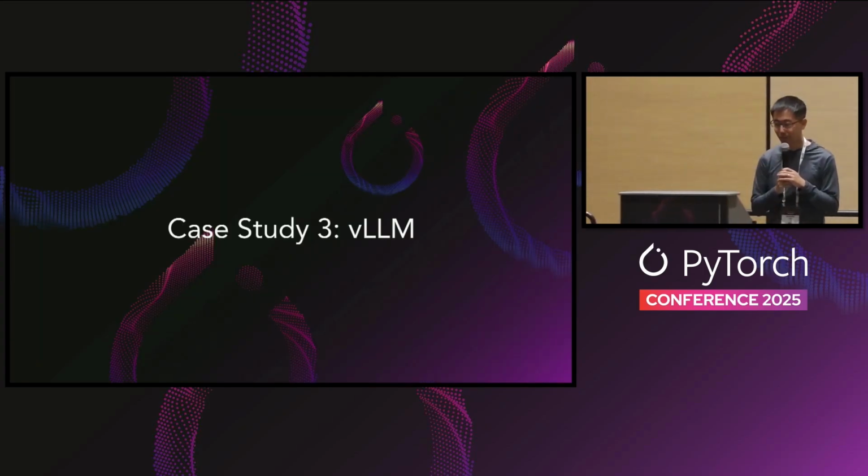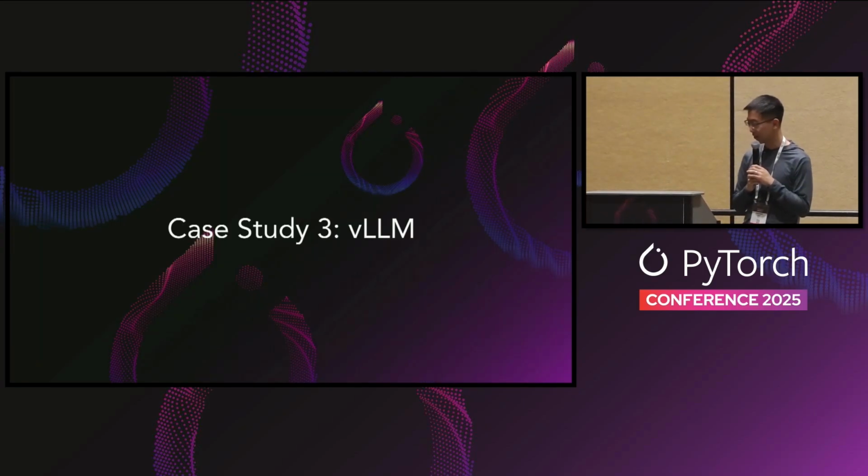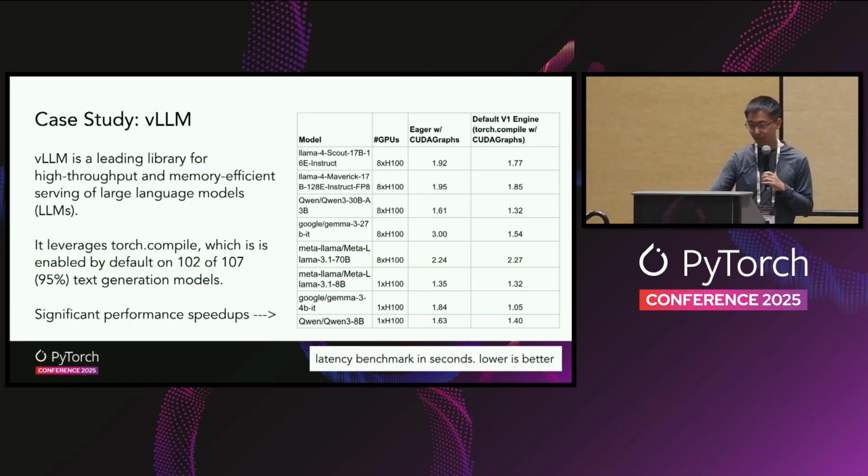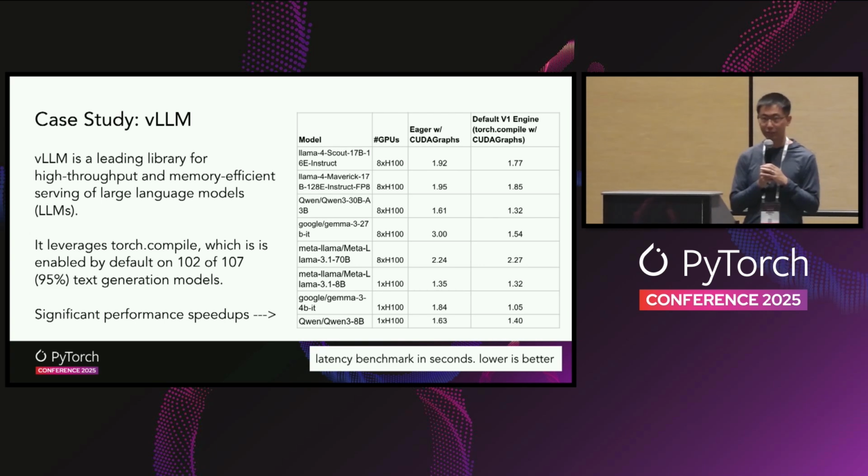Okay, we're ready to go to our more complicated use case, vLLM. So vLLM is a text generation library. It's an LLM inference serving engine, which means you can start up a server, pass it some text. You can ask it what the capital of France is, and hopefully it'll tell you Paris. vLLM leverages Torch.compile by default. It uses Torch.compile for around 95% of its text generation models.